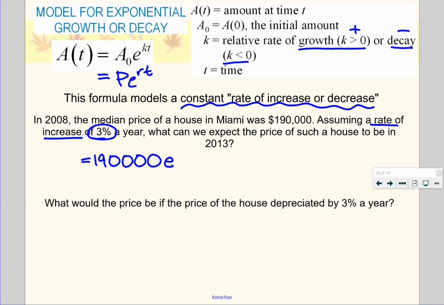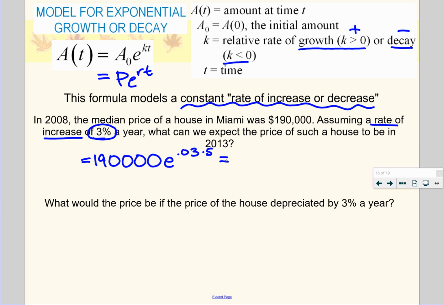E is always just E. It is increasing by 3%, so my K is 0.03 because it's increasing, it's a positive 0.03. And then the only other thing I'm missing is the time. It started in 2008. We're looking for 2013, so how much time has gone by? 5 years times 5. And then you type it in. This is still a money situation, so we'd probably still round to 2 decimal places.